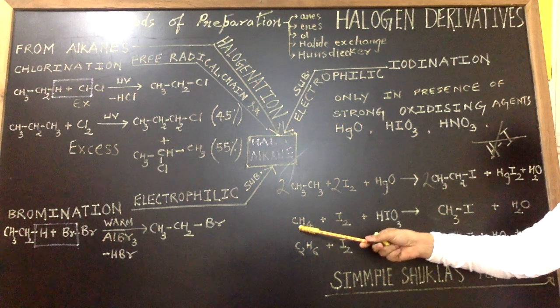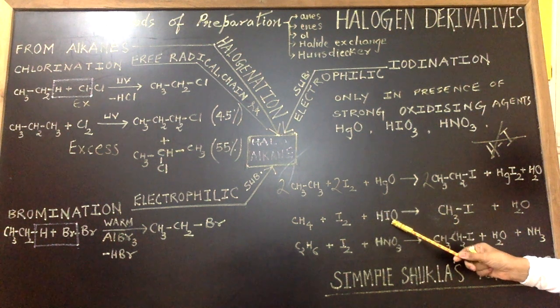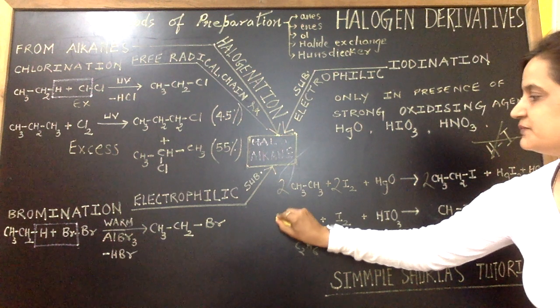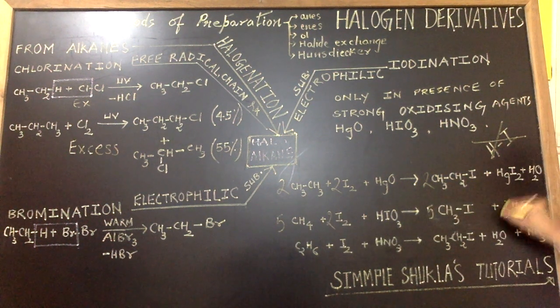Then we go to the next example, where methane is treated with iodine in presence of iodic acid as the oxidizing agent to give methyl iodide and water molecule. We just balance the reaction. 5, 2, 1, and this will be 5, 3.